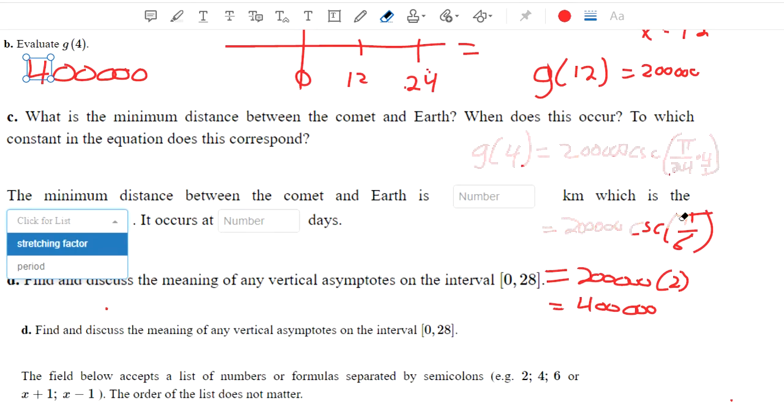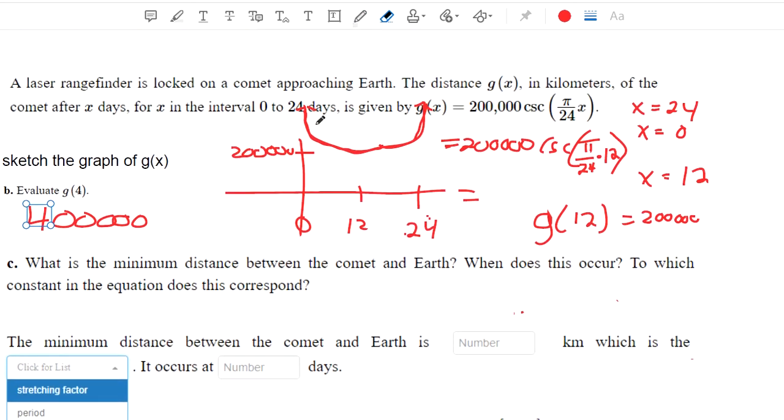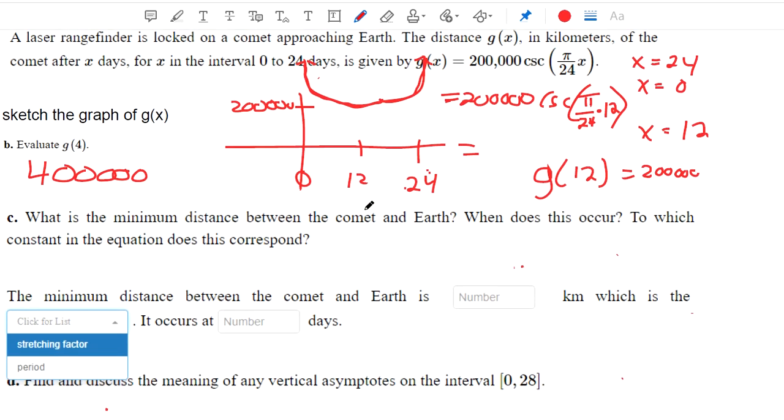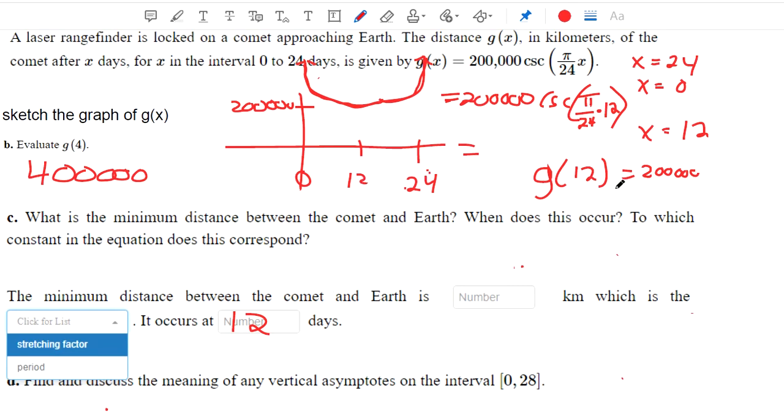We actually already found that in our investigation up above, right? Because of the way cosecant works, cosecant hits its minimum right in between those two vertical asymptotes that we graphed. There's a vertical asymptote at t equals 0, a vertical asymptote at t equals 24. Exactly in between is t equals 12. So that is when it hits. It occurs at day 12. Okay? The minimum distance between the comet and the Earth, what's the value that we got when we plugged in t equals 12? We got 200,000.